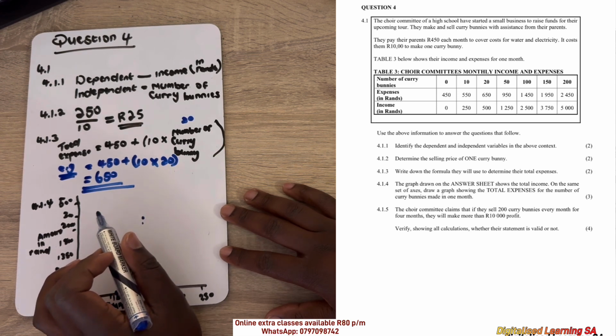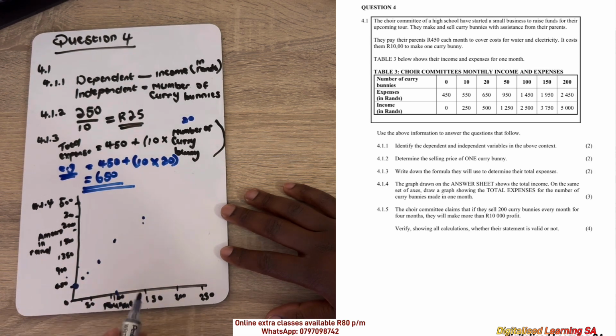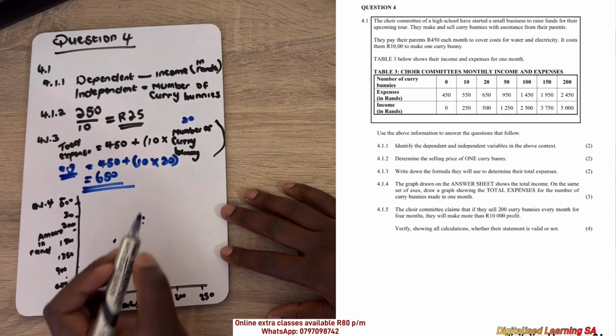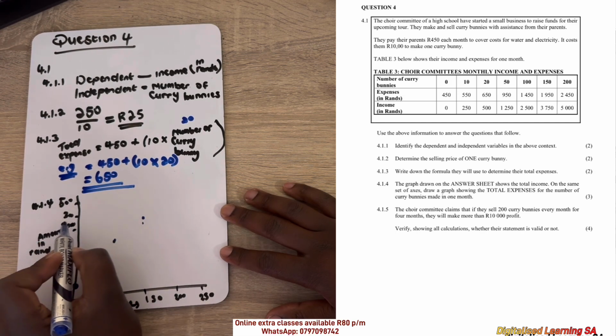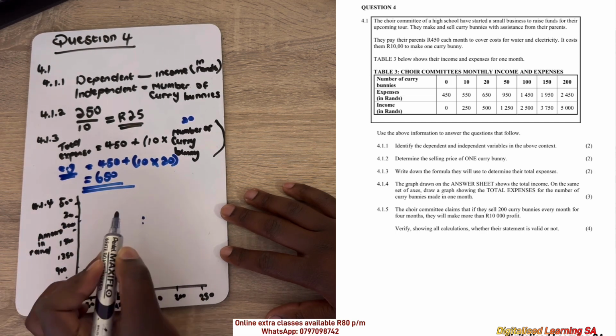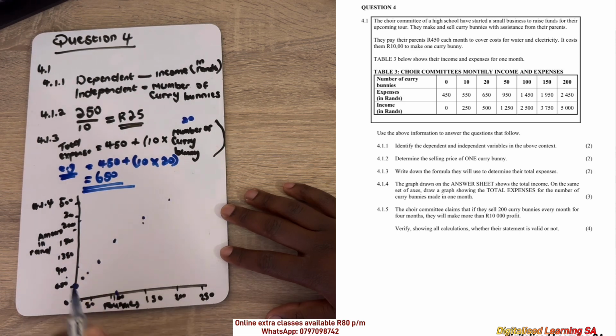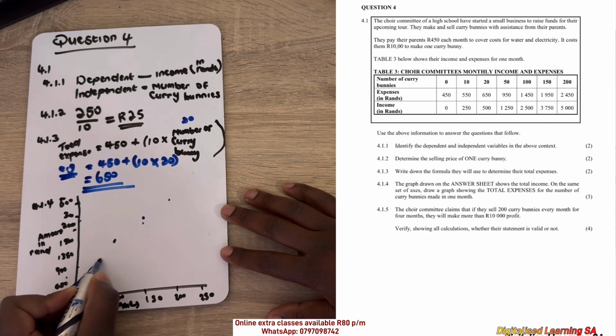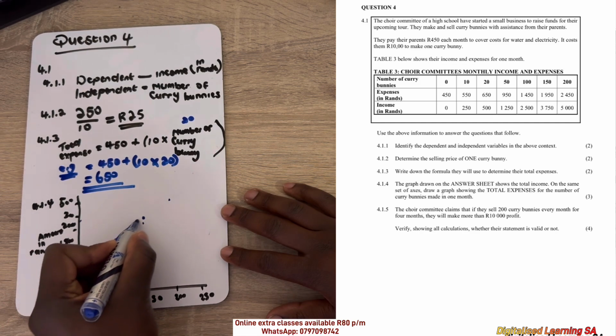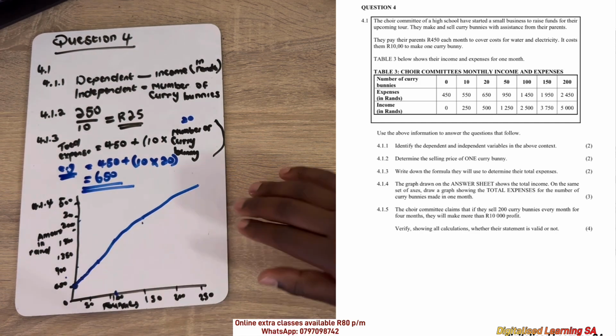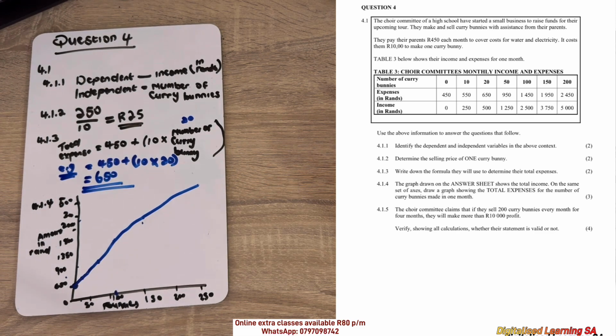And then when we have 200 bunnies, our expenses will be 2,450. So we check 2,450 on this side, and we can see it's somewhere here. And then after pointing it out, we can just draw our line. And that's it. That's how we do it. I hope it makes sense, guys. I hope it really makes sense.